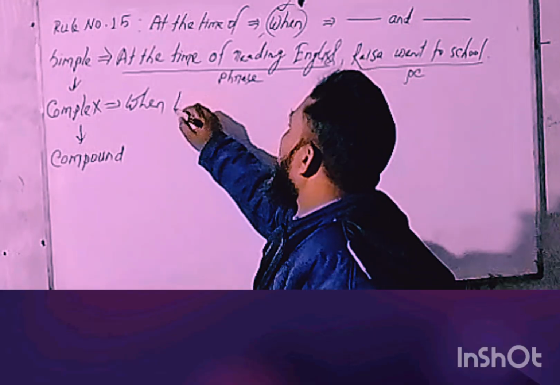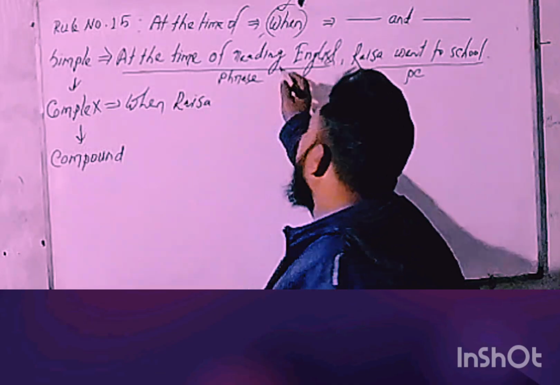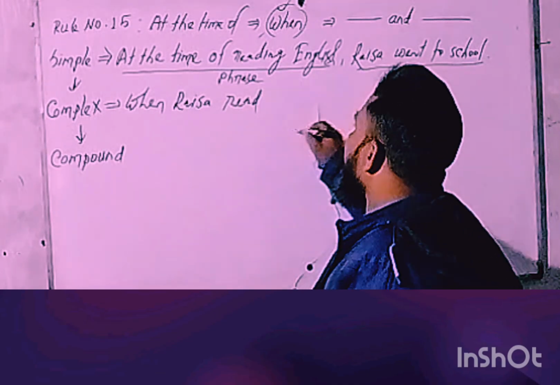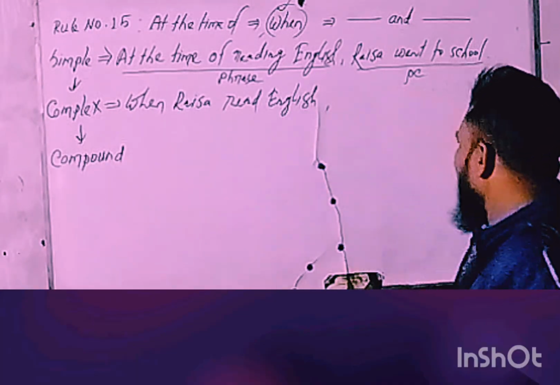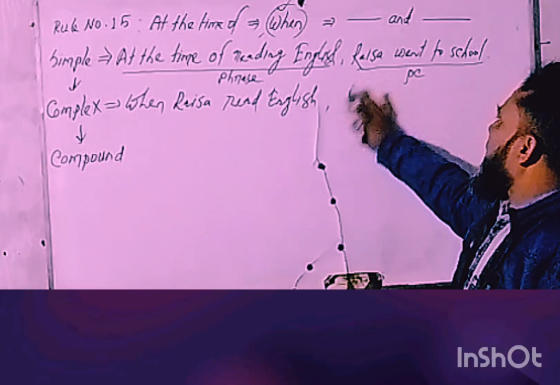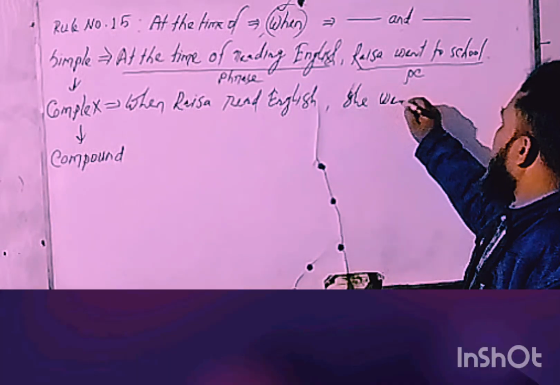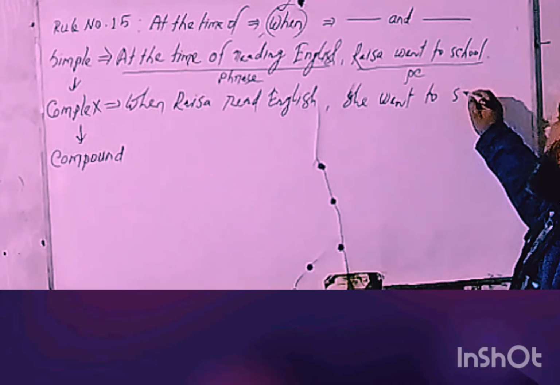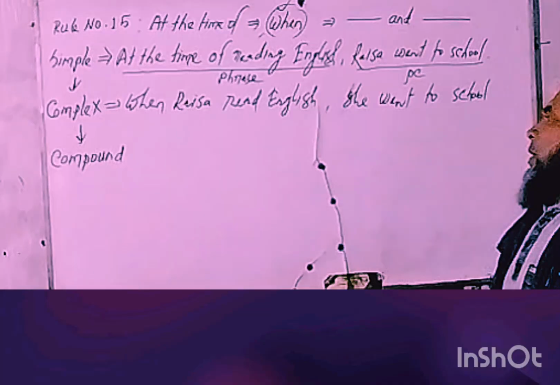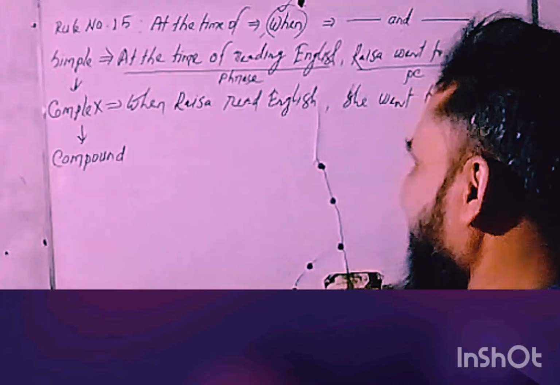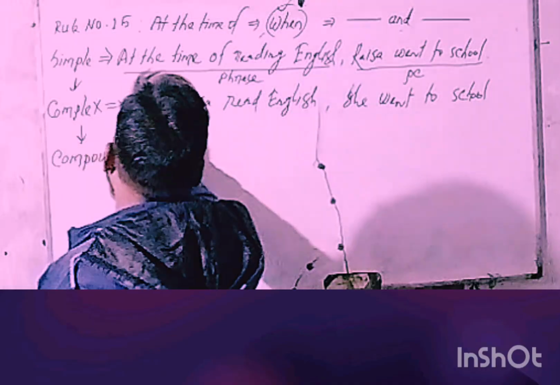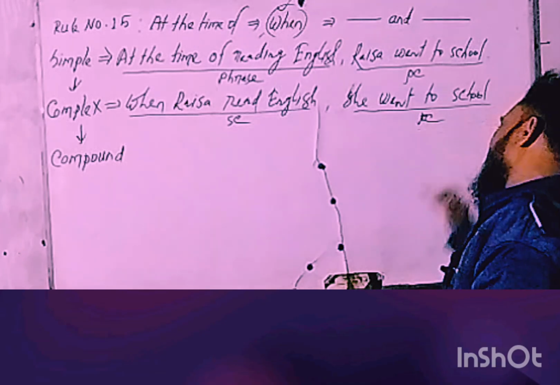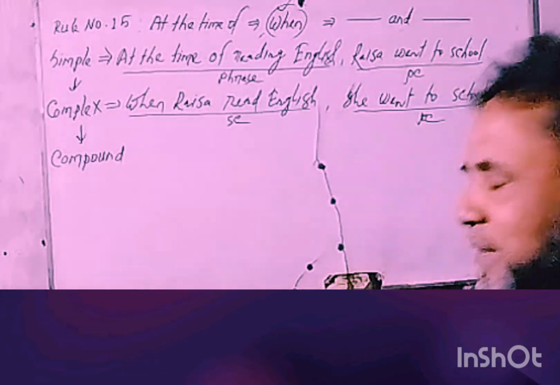Then write the subject, then write the finite verb from the phrase, then the extension. Now write the principal clause: she went to school. Okay, this sentence has already been transformed into a complex sentence because in this sentence there is a subordinate clause and a principal clause. I hope you have understood clearly.